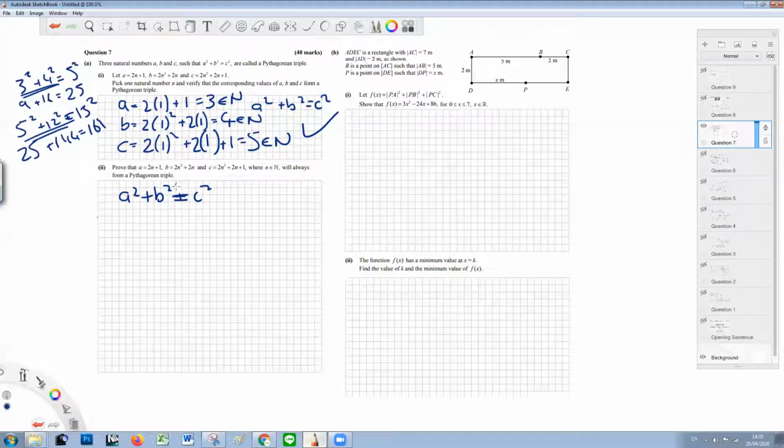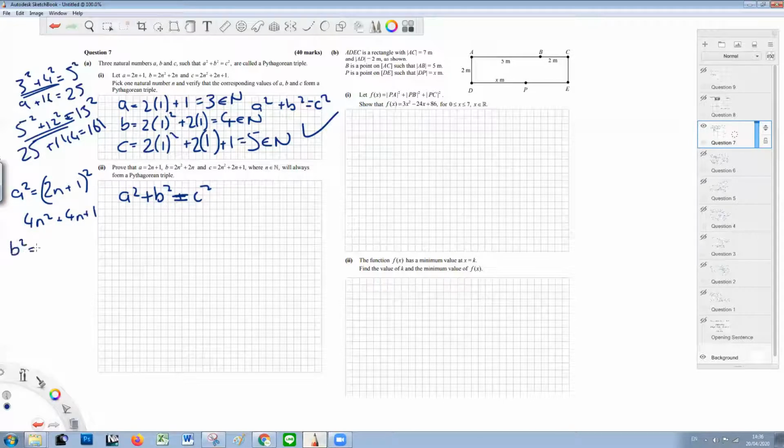So a squared is going to be, I'll do them all over here, just so I don't run out of space completely. So it's going to be (2n plus 1) squared. So that's going to be 4n squared plus 4n plus 1.